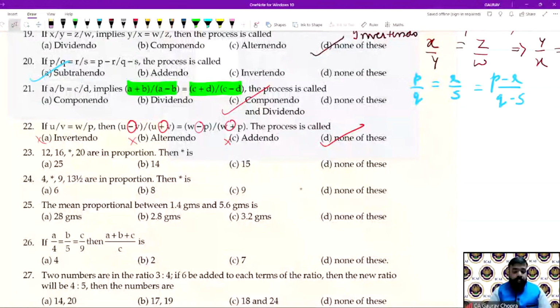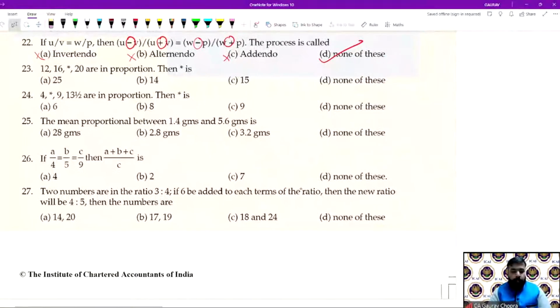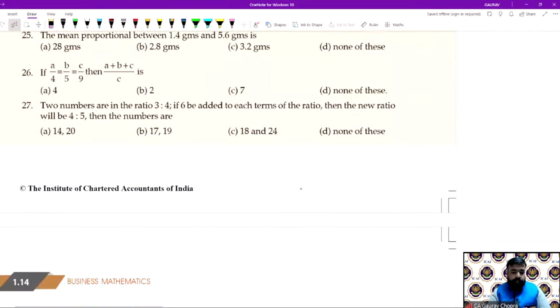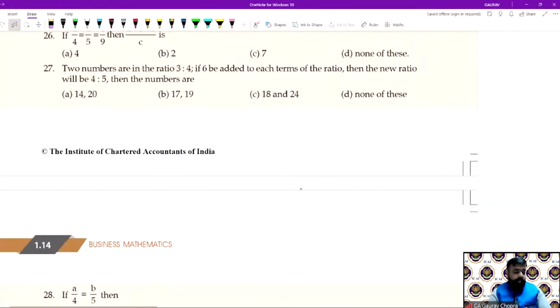Then 23, 24, 25 can be done easily. We have done many such questions. 26 also we have done twice. Then 27. So what about 27? Two numbers are in the ratio of 3:4.